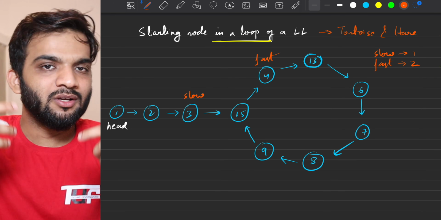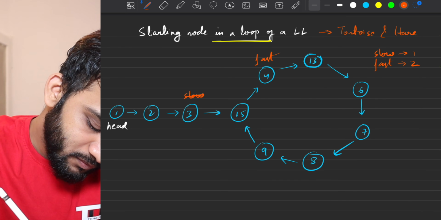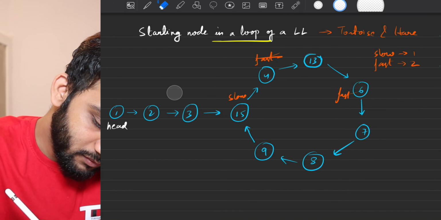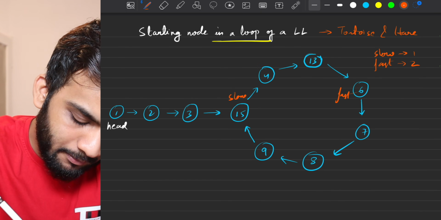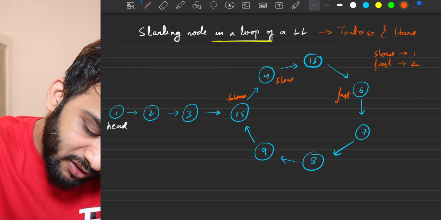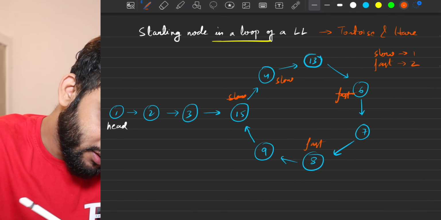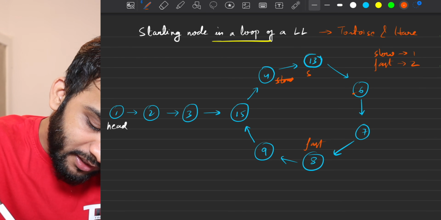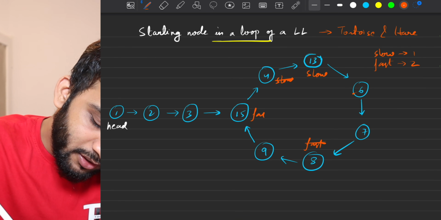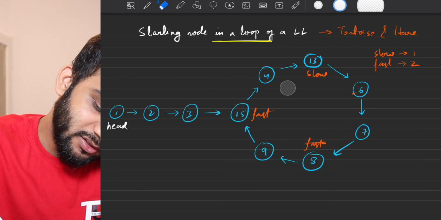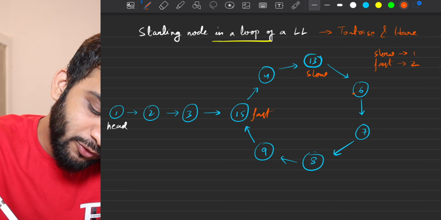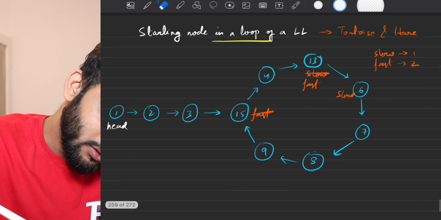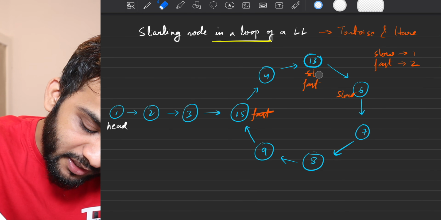What is the next step? Slow and fast will again move. Let's quickly erase it. What is the next? Again same. The slow moves here and the fast will move here. Perfect. Again I'll be erasing this. What is the next step? The slow moves by 1 and the fast pointer moves by 2. Perfect. Let's quickly erase it. What is the next step? The slow moves by 1 and the fast moves by 2. Perfect. They're closing by. If you carefully see, they are closing by.